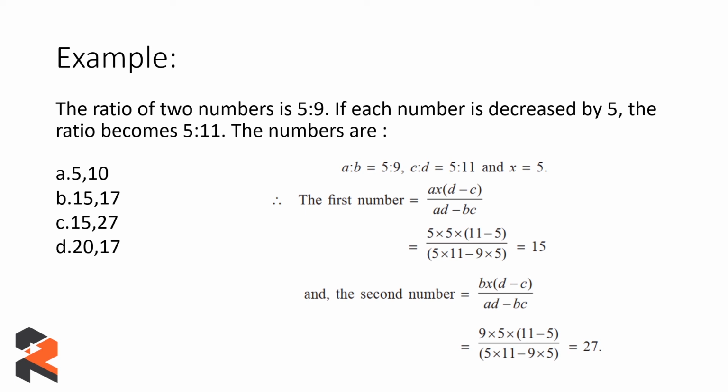So the two ratios which are given to us are A is to B and C is to D. So the ratio A is to B is 5 is to 9 and ratio C is to D is 5 is to 11, and the given value X is 5, which is the value that is going to be decreased from each number, due to which the ratio 5 is to 11 occurs.